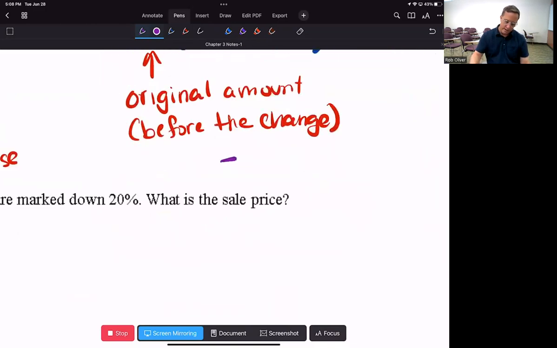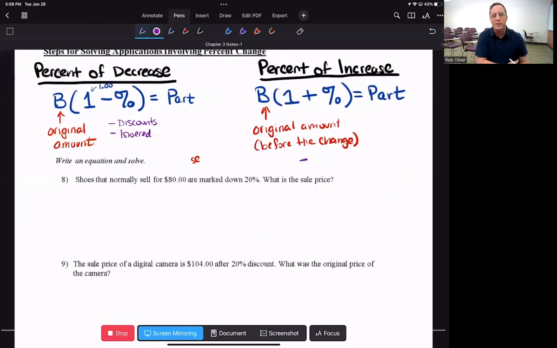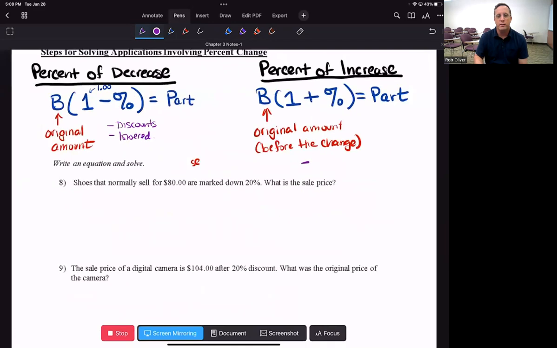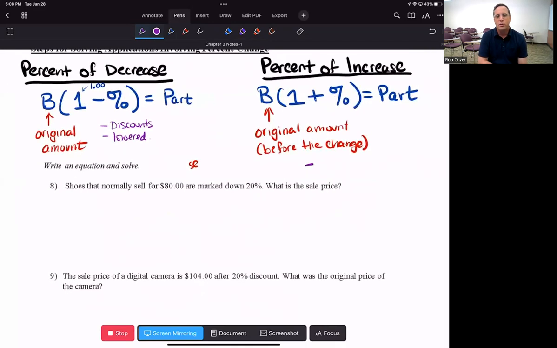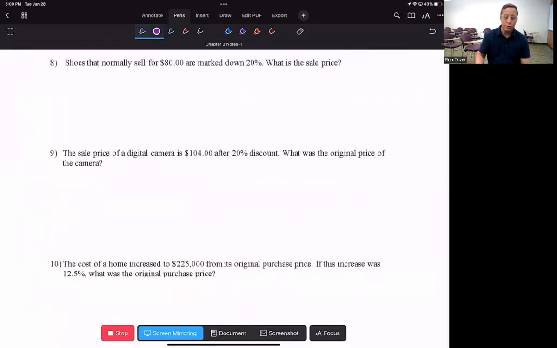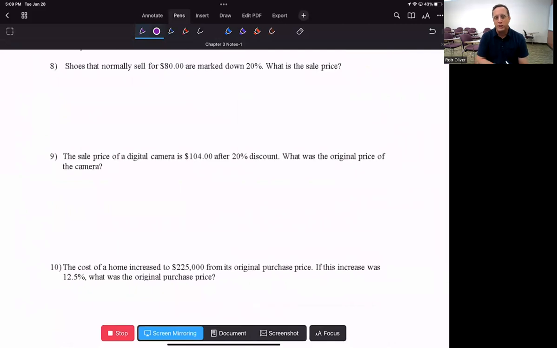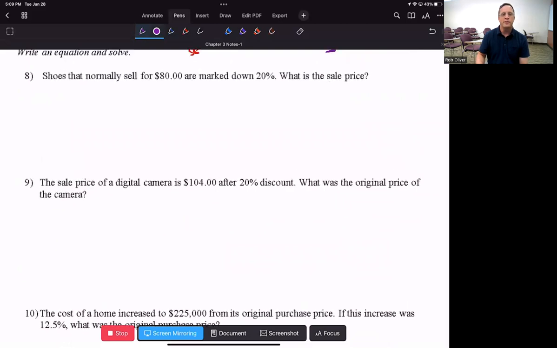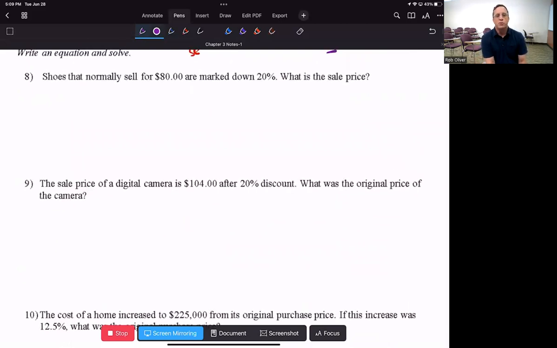All right, and so those are your equations. So you guys can pause the video, of course, and write those down. You're going to find that those are pretty helpful for figuring out percent of change. Okay, and make sure you identify that you know what kind of change it is. Okay, so for number 8, it's talking about shoes that were marked down. So this is going to be percent of decrease. We're going to use percent of decrease.